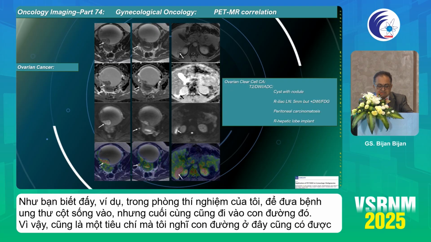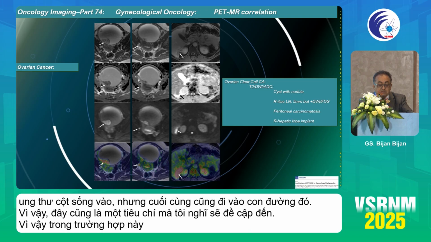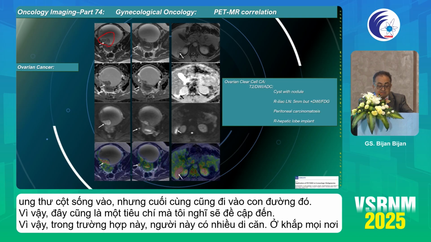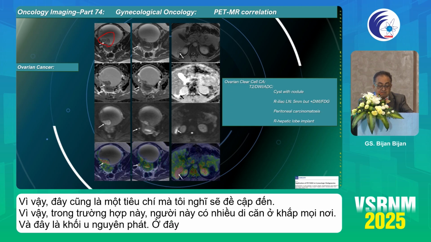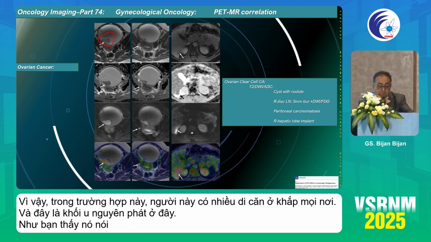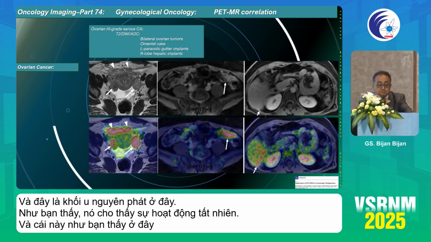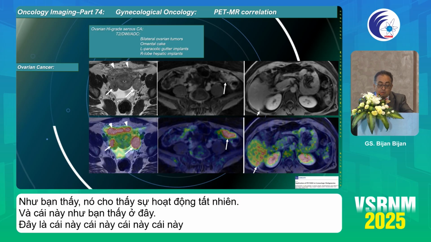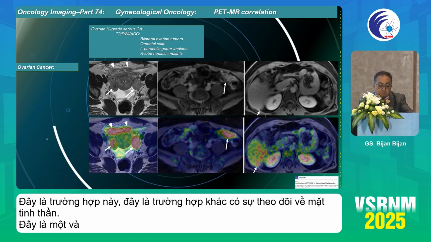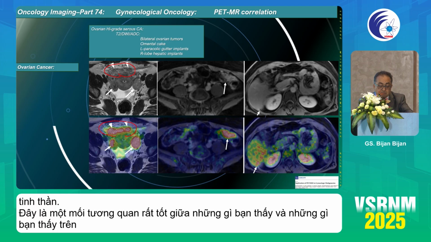So in this case, this patient has multiple metastases everywhere. And this is a primary tumor here, as you see, and it shows FDG activity, of course. And on this one, as you see here, this is another case. This patient has omental caking. This is a very good correlation between the finding that you see on the MR and the FDG activity that you see on the PET scan.